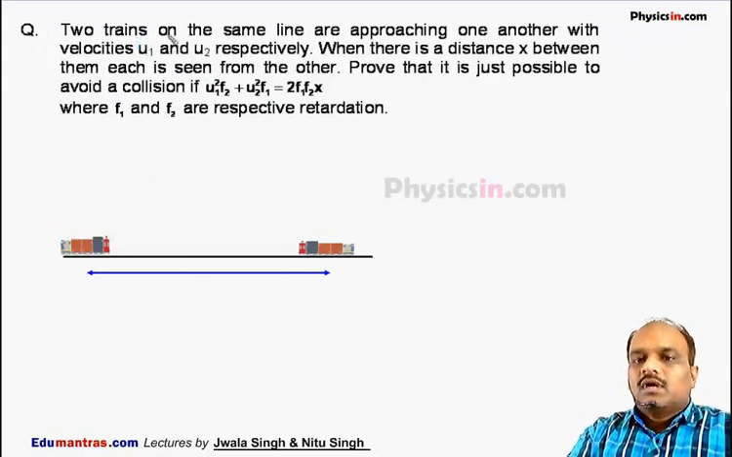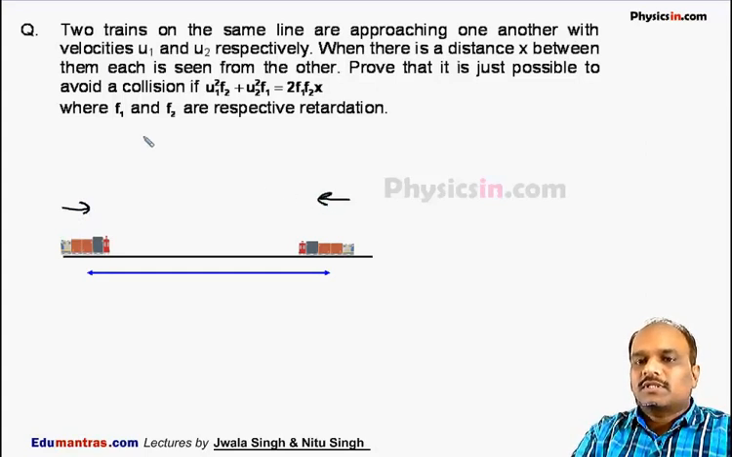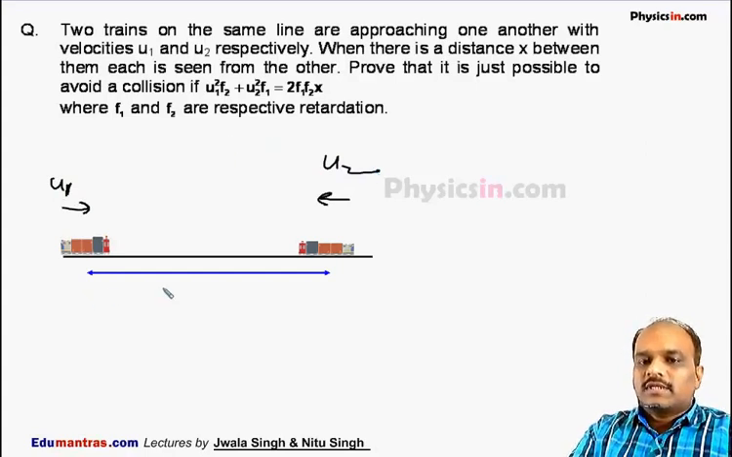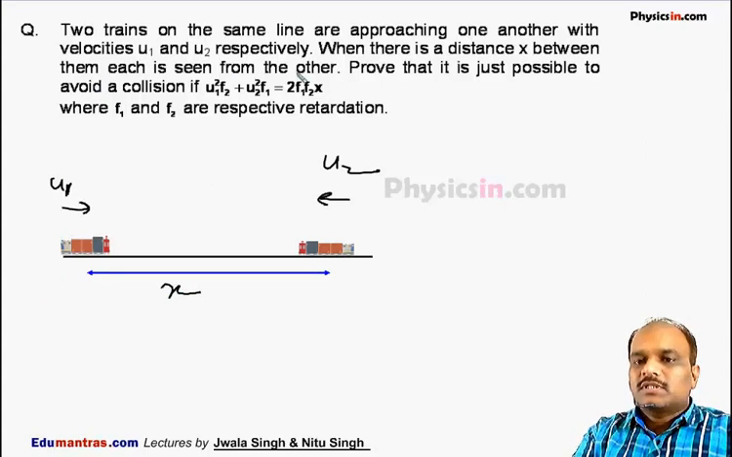Two trains on the same line are approaching one another. These two trains are moving in the same direction. They are approaching each other with speeds u1 and u2. When they are at distance x, each of them sees the other. Now we have to avoid the collision. So we have to prove the condition for no collision. F1 and F2 are the retardations: its retardation is F1, and its retardation is F2.